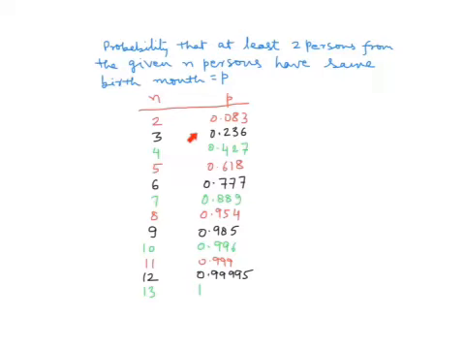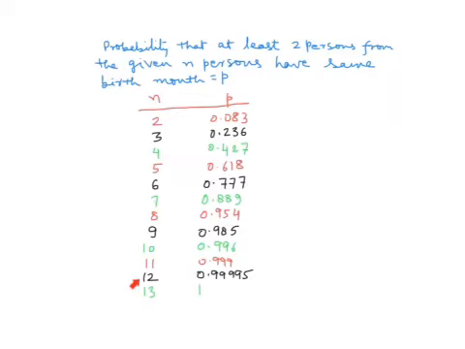The change in probability talks about the sensitivity. If we have 2 and it increases to 3, the probability is changing by this small value, and from 3 to 4 it is changing like this, and you can very well see that when there are 13 persons, the probability that at least 2 have the same birth month is 1.